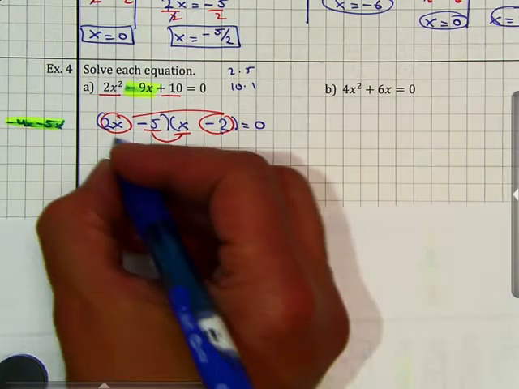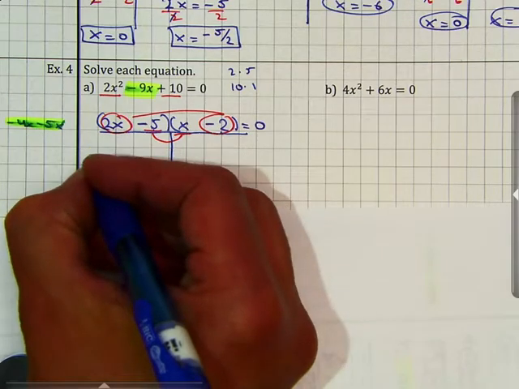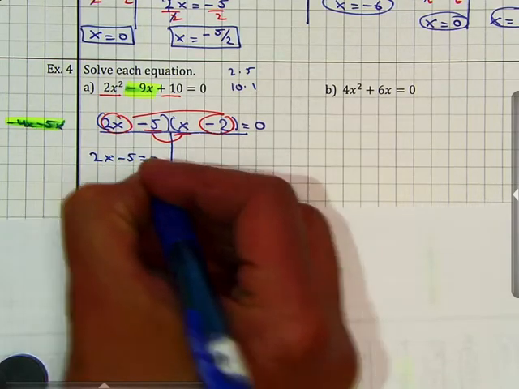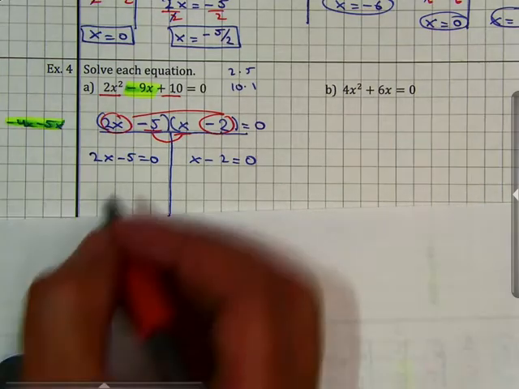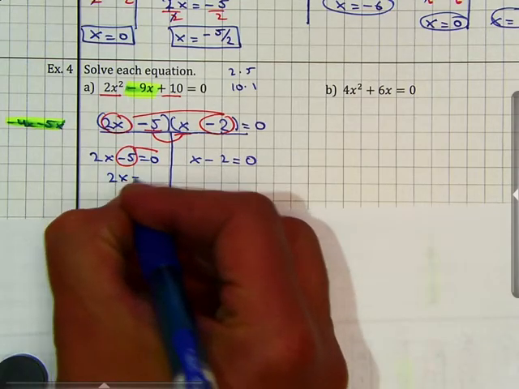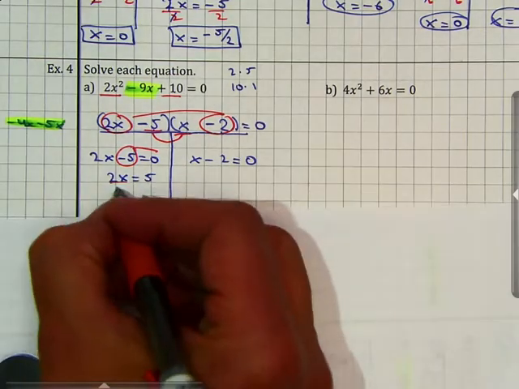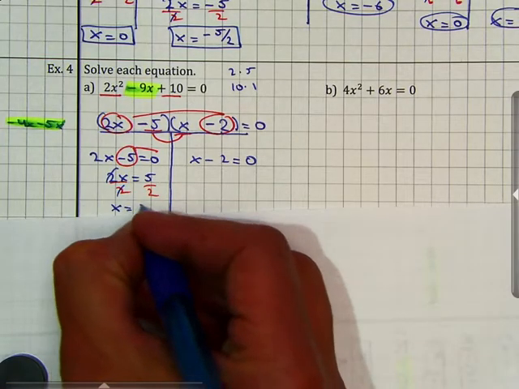And now I'm going to solve it, so I'm going to use my zero product property. I'll place either 2x minus 5 will be 0, or x minus 2 is equal to 0. Move my 5 to the right. A negative becomes a positive. Divide by 2. Divide by 2. So therefore x equal to 5 over 2.